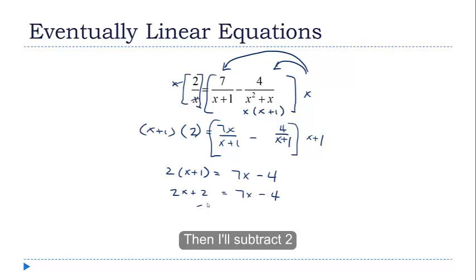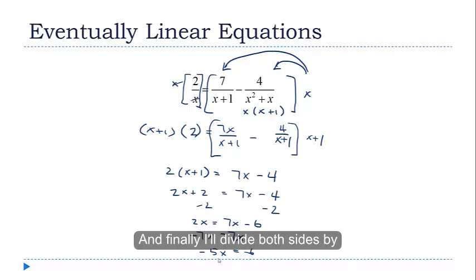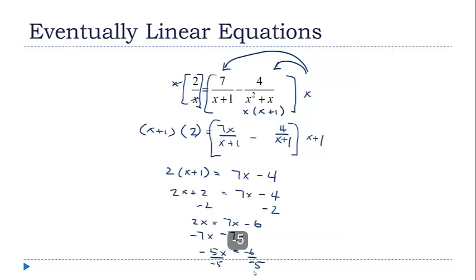Then I'll subtract 2 from both sides. Then I'll subtract 7x from both sides. And finally, I'll divide both sides by -5 to get the final answer. x equals 6/5.